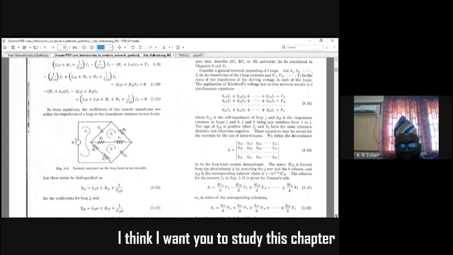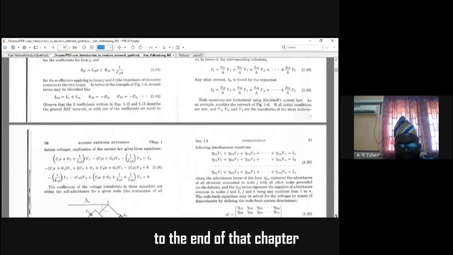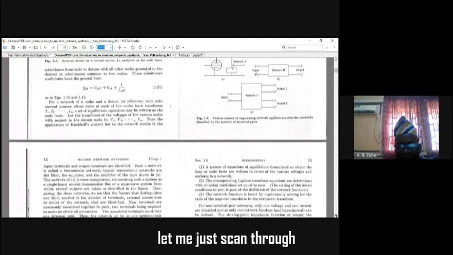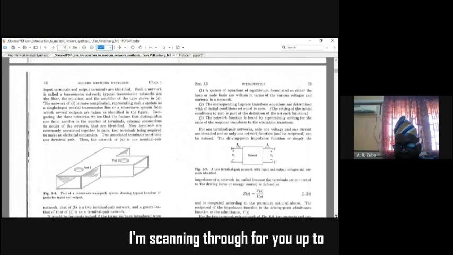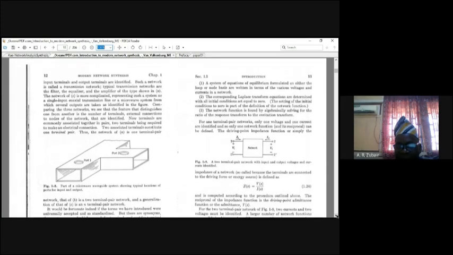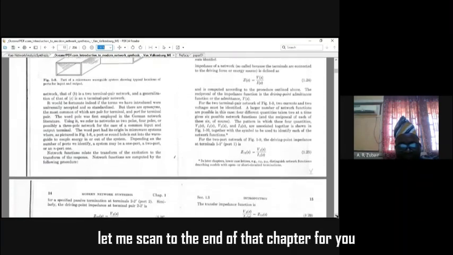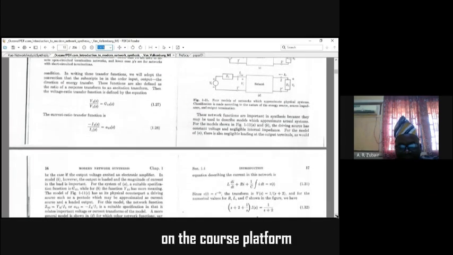Please, with this, I want you to study this chapter to the end of that chapter. Let me just scan through to the end of that chapter for you. These books have already been shared on the course platform.